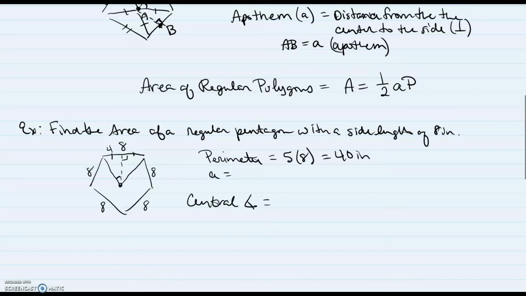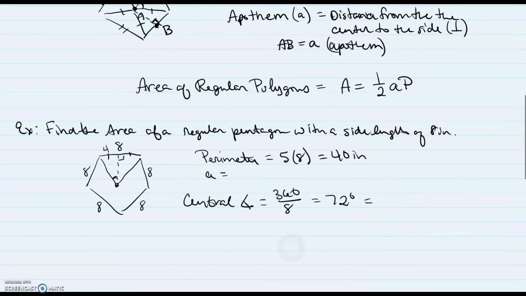So this has 5 sides, so it'd be 360 divided by 5, which is going to be 72 degrees. And so the little angle in my right triangle is 72 divided by 2, because it's going to split it perfectly in half, so that's 36. So this little guy right here is 36. And then you're going to either use sine, cosine, or tangent depending on which pieces of information you have. So right now you know the opposite side and you want the adjacent because that's the apothem. So you're going to use tangent.